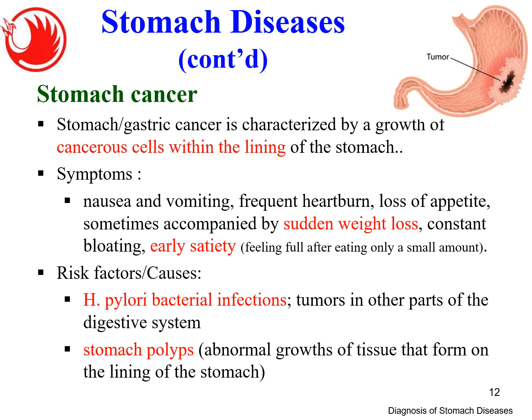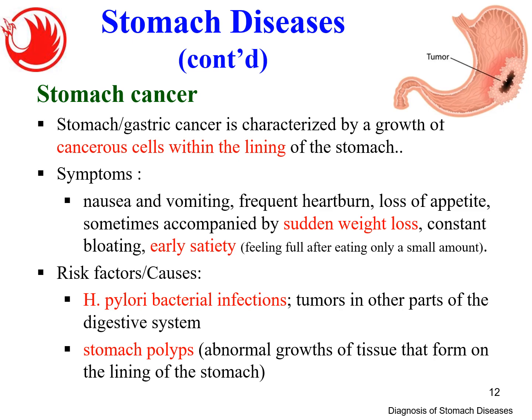The risk factors would be those affected by the H. pylori, Helicobacter pylori bacterial infection, or having a tumor in another part of the digestive system. Stomach polyps are also a risk factor. A stomach polyp is an abnormal growth of tissue that forms on the lining of the stomach. So these are the few high risk groups.